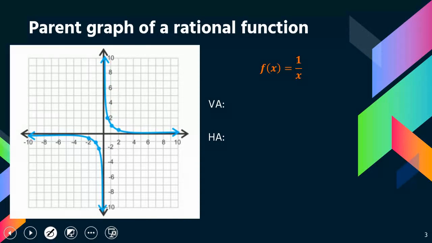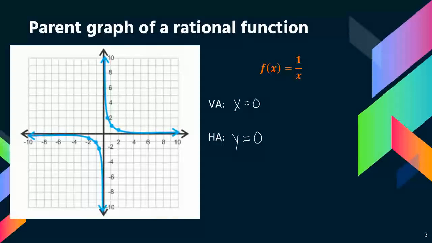First off, here is the parent graph of a rational function. It's simply 1 over x. When we talk about asymptotes, the vertical asymptote is the y-axis at x equals 0. The horizontal asymptote is the x-axis at y equals 0. So with the parent function, we have two asymptotes, and they are the axes, okay? We're going to use that when we're moving things.